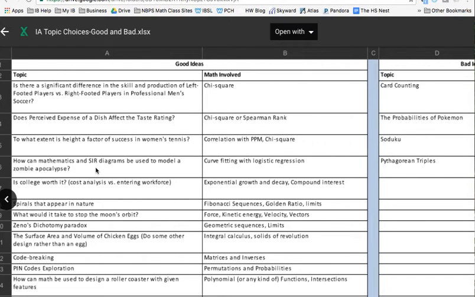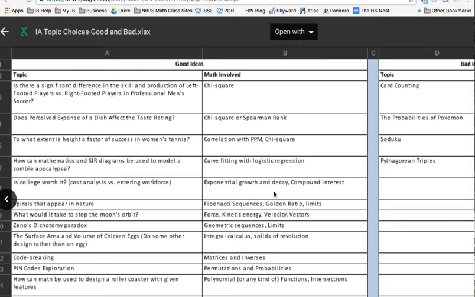These are used for modeling outbreaks. And it's actually a logistic regression problem. You can do curve fitting, you could talk about exponential models and then get into a logistic model. And that might be an interesting idea.